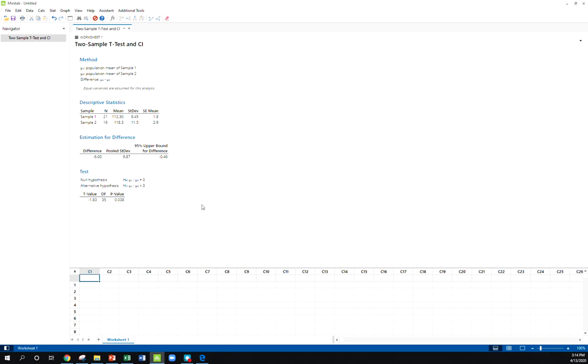Now it'll calculate S pooled for you. Remember what we calculated, 9.87? It'll calculate that for you. It'll calculate your confidence interval, and it'll also give you your test statistic, your p-value, degrees of freedom, all that stuff that we just found on our own.